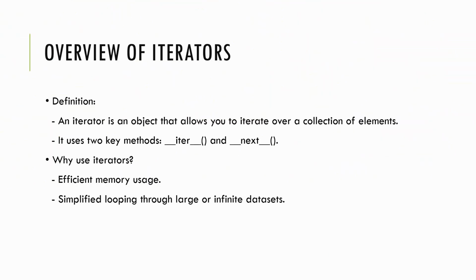Let's start with an overview of iterators. An iterator is an object that allows you to traverse through all the elements in a collection, such as a list or a tuple. The key to an iterator is that it uses two methods: iter to initialize the iterator and next to retrieve the next item in the sequence.